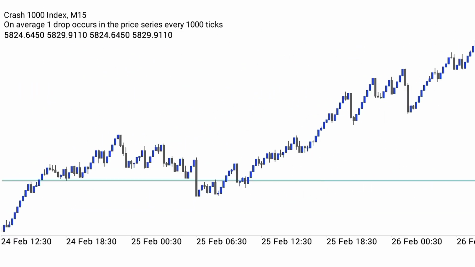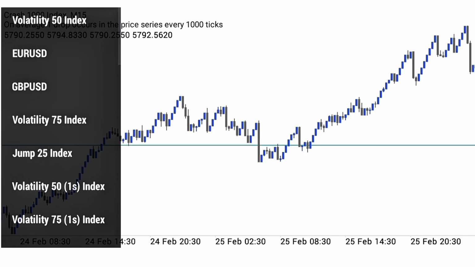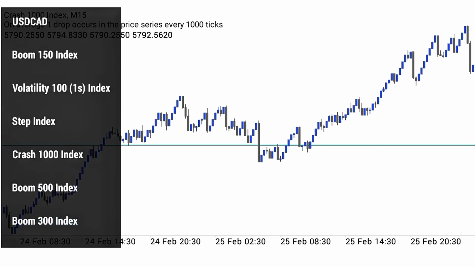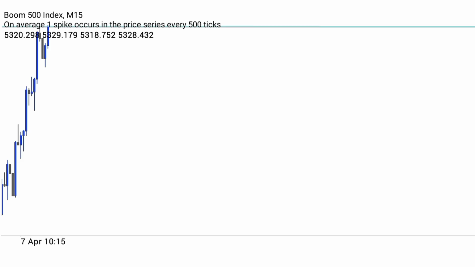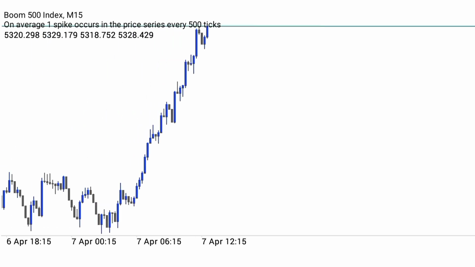This one is crash 1000. Let me show you crash. Let me show you boom. So here we have boom 500. Let's let it load because I just added it to my assets. So let's allow it to load a little bit. Okay, now we have it.